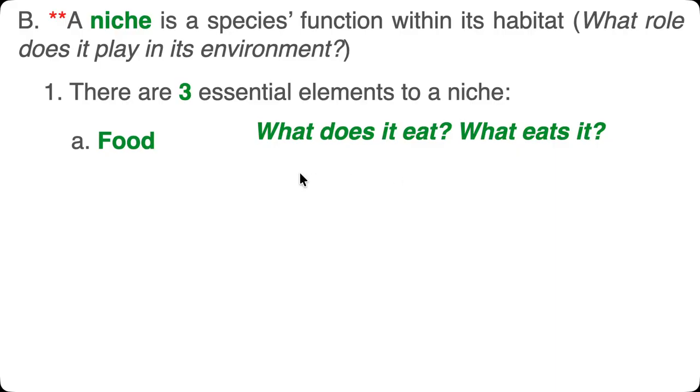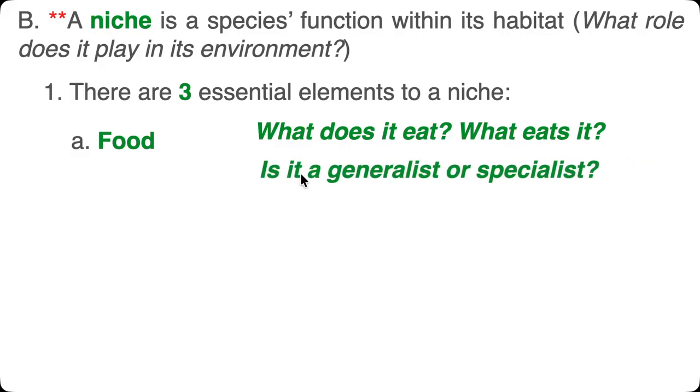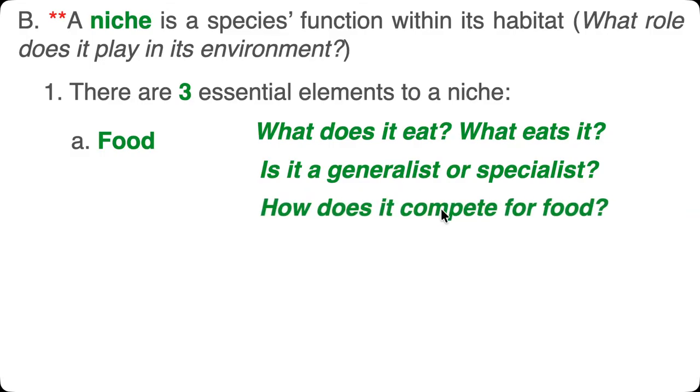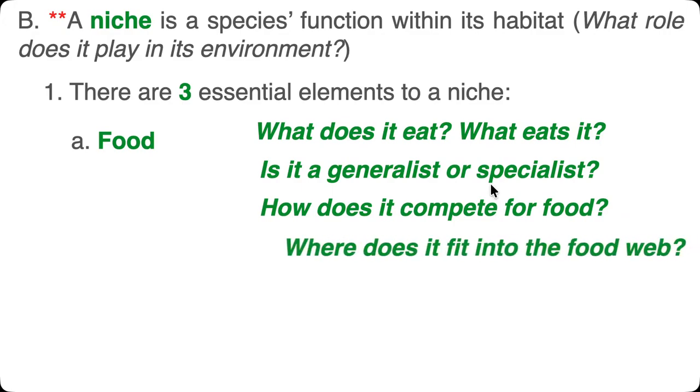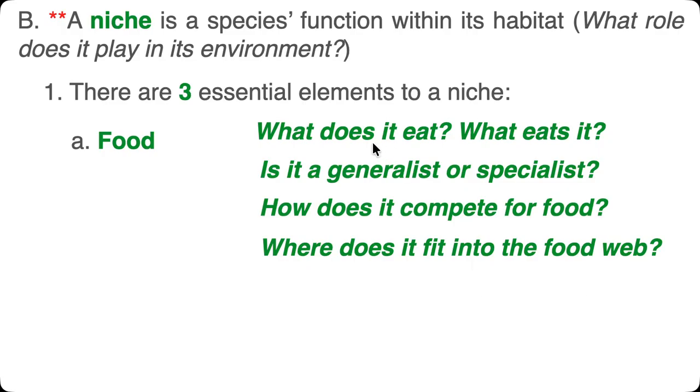Does it exist somewhere in an area where it is going to be prey, where it's going to be a predator, where it's going to be both predator and prey? Is it a generalist? Is it a specialist? What does it eat, right? So does it eat only one thing, or does it generalize and eat many different things? How does it compete for food? Does it have direct competition with another species? Does it have direct competition with its own species? Where does it fit in the food web? Again, what eats it? Where does it go, right?